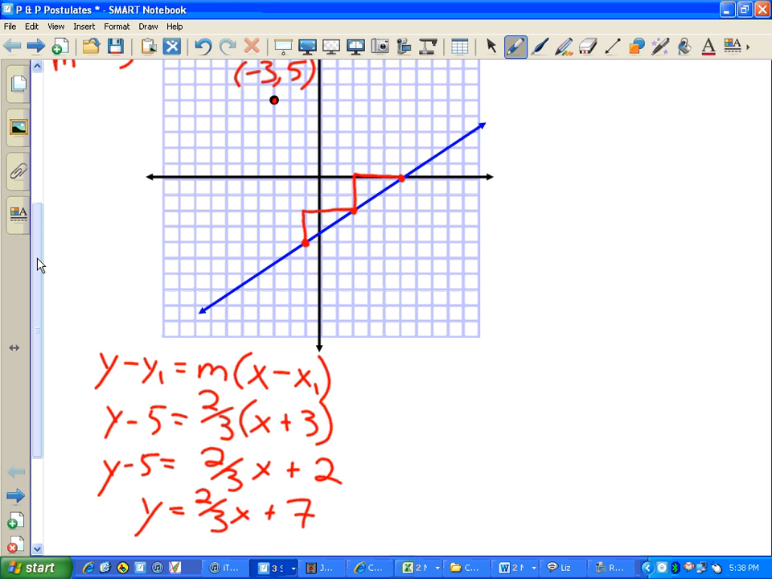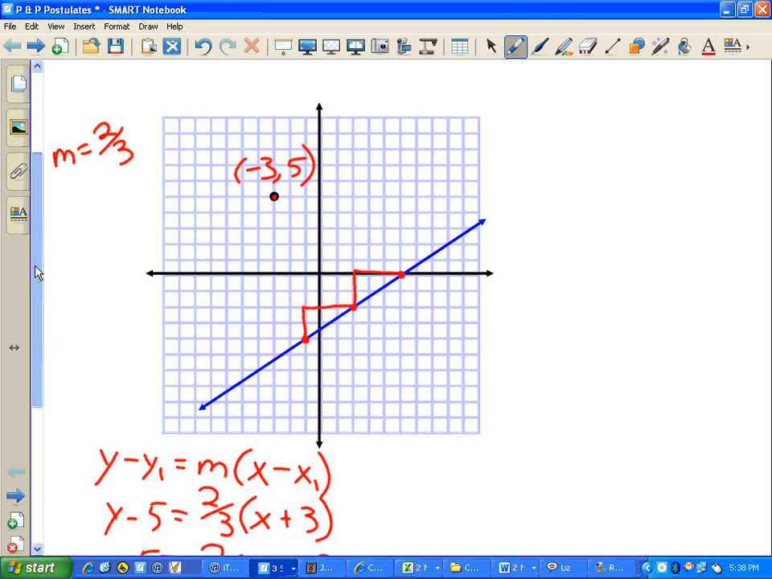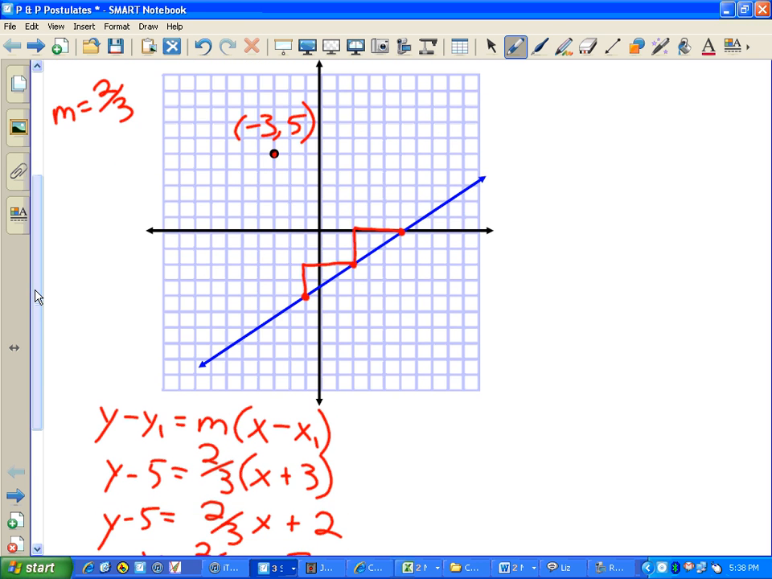So if I graph that, 2/3 x plus 7, I'll go up to 7, 1, 2, 3, 4, 5, 6, 7. I can go up 2 over 3, or I can go down 2, back 3, down 2, back 3. But I get this red line here. That's the only line I can draw that touches that point and is parallel to the blue line.